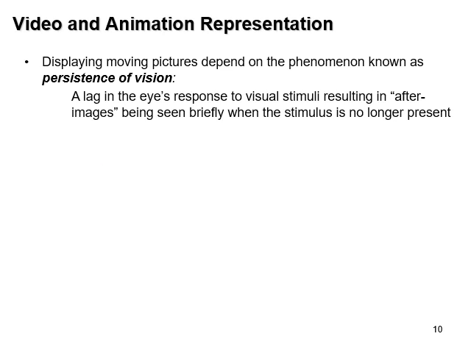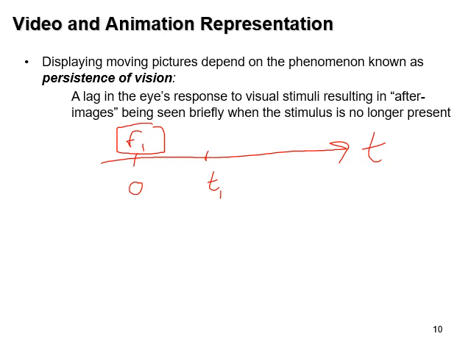Let's assume this is the time axis, this is time 0, and this is another time, T1, right after it. If we have one image, we call it F1, frame 1, and we display it at time 0, and then we remove it, and then at time T1 we put another frame, F2. Because of the persistence of vision, if the time between 0 and T1 is very short, you will still see frame 1, and then once frame 2 appears, you will start to see it.